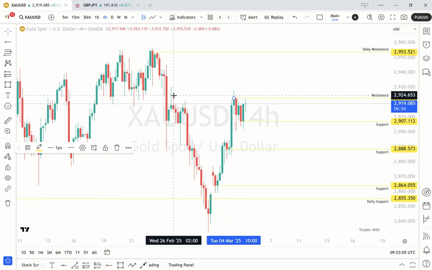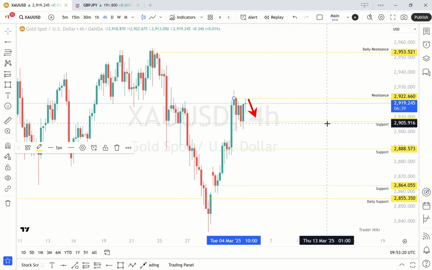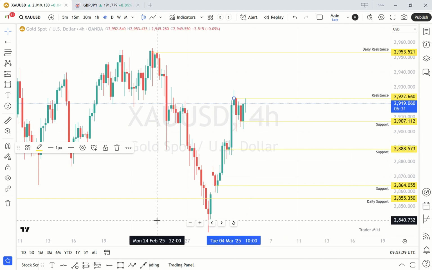If gold was going to continue bullish, I would expect to see price break above this 4-hour resistance at 29.22 and continue up. If this resistance holds price and pushes down, then I'm looking for the 4-hour support at 29.07 to be retested. If the support is broken, then we could be seeing a change of structure and more of a pullback.